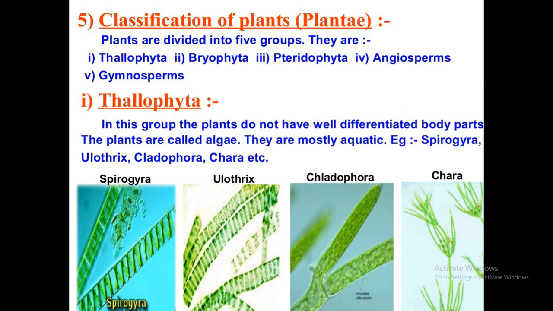So they are mostly aquatic, they are present mostly in water conditions. And in the diagram itself you can see that the body is not divided into stem, root and leaf, they are not distinguished here. And the examples for Thallophyta are Spirogyra, Ulothrix, Cladophora and Chara. In the pictures you can see how these different algae look like.